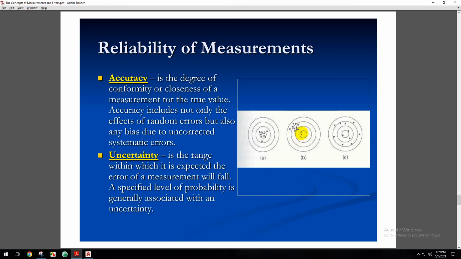Okay? Then uncertainty is the range within which it is expected the error of measurement will fall. A specified level of probability is generally associated with an uncertainty. So uncertainty, letter C, is scattered. Meaning, it is expected that your error, your data, is somewhere within this extent. So it is far, so it is not accurate, and it is not precise.